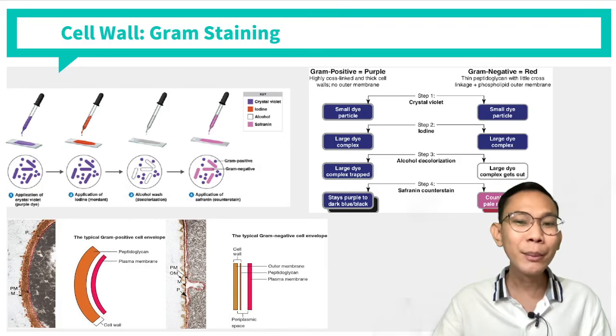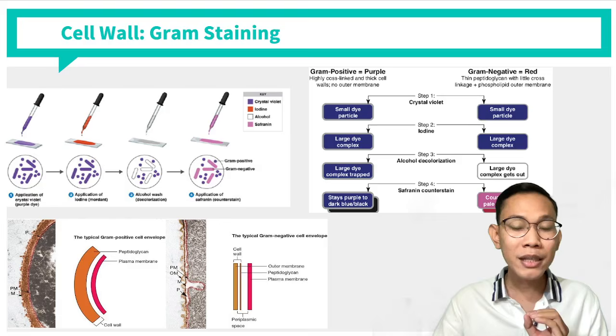So basic lang naman ang procedure niyan. You have your smear, prepared smear for a certain bacteria. Then you will apply your crystal violet. You wash that and then put iodine.